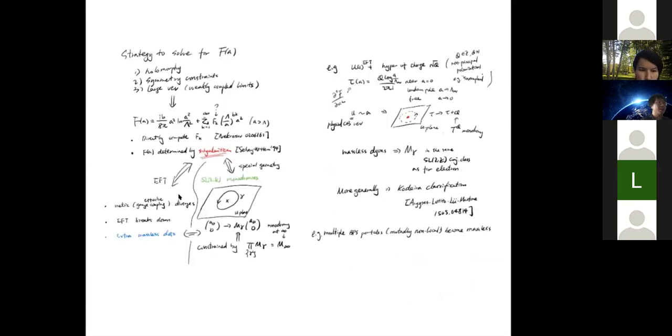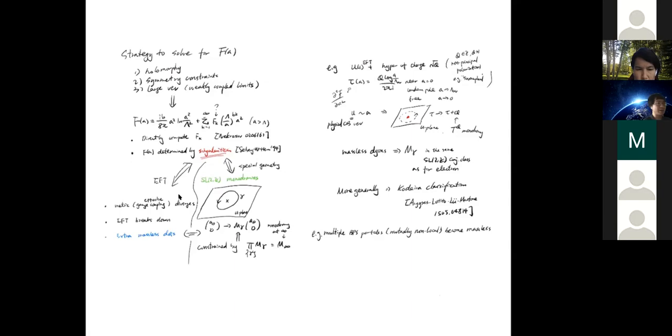Okay, so let's now talk about the general strategy to solve for this prepotential. As I mentioned, this low energy effective theory, at least to the two derivative level, since higher derivative terms can get more complicated, is equivalent to determining the prepotential, or in other words, the A and A dual. They equivalently carry the same information. So what is the strategy to determine this?